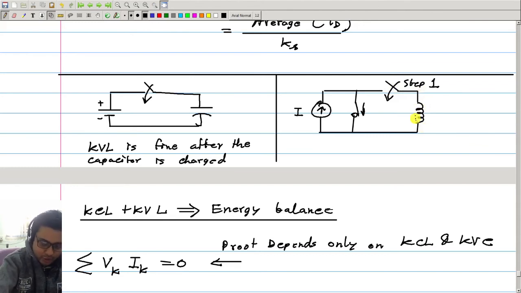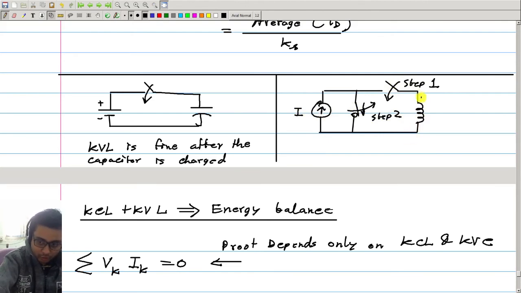So current through the inductor is not required to be increased. So this current will remain 0. Then step 2, open this switch. Now if you open this switch, this current has no other choice than going through the inductor.